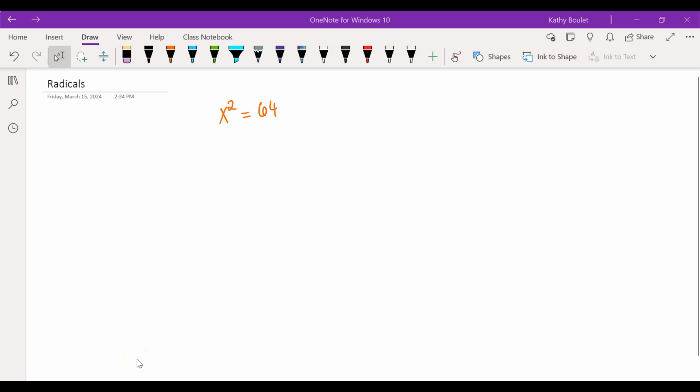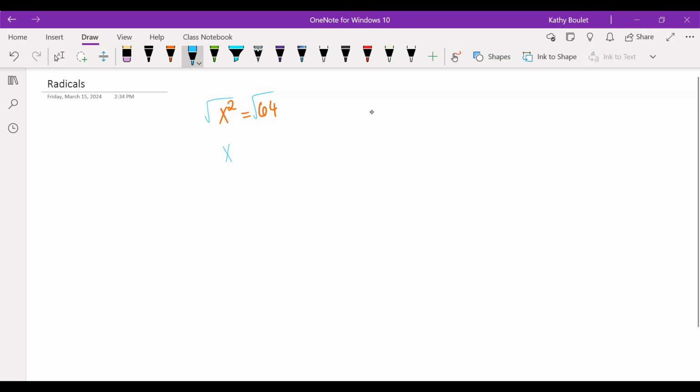Okay, let's say we were solving x squared equals 64. So this is going to work just like other math problems do. So what is the opposite of squaring something? It's taking the square root of something. So I need to make it a single x, so I'm going to take the square root of both sides.